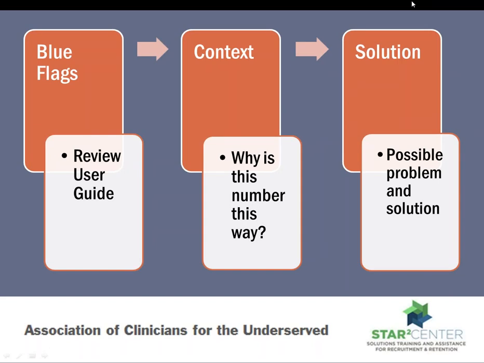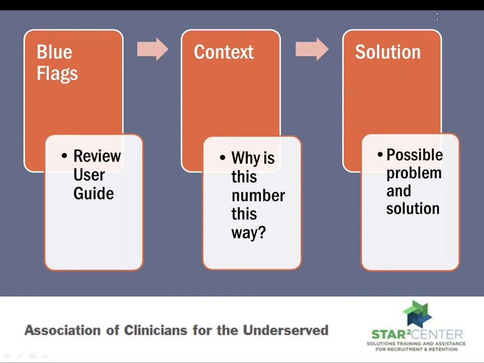And say, okay, I'm looking at my user guide, I understand what this data point means, and I understand that I have a blue flag in it. The next thing you need to do is add context. Why is your number that way? A lot of the data points are a little bit tricky. There's one data point that looks at the number of months you had locum, but it also captures the number of months that you had residents or non-full or part-time staff in a position.